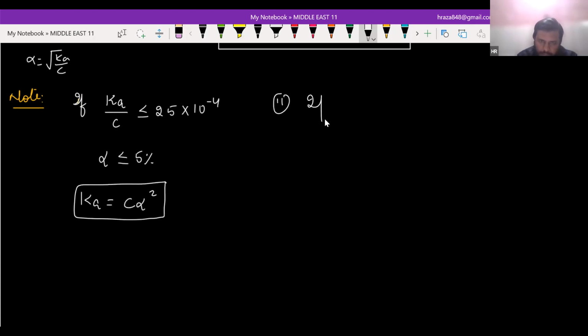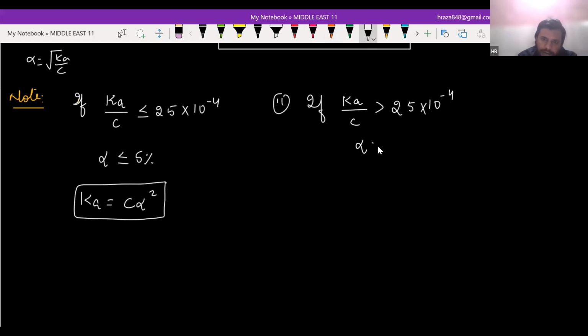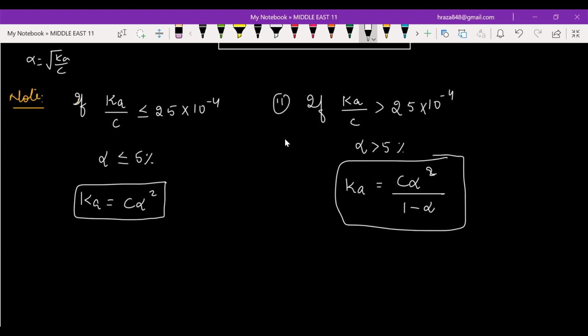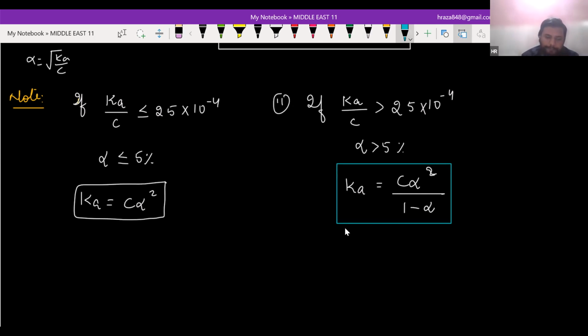But if Ka upon C, this ratio, is greater than 25 into 10 raised to the power minus 4, alpha is greater than 5%, and here Ka will be equal to C alpha square upon 1 minus alpha. Is this clear, everyone? Yes, sir. So it's so easy to understand this. Please write it.